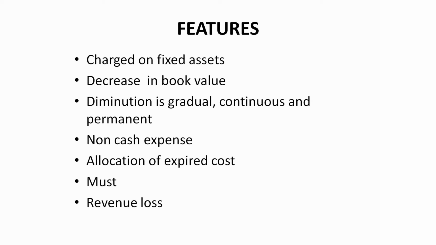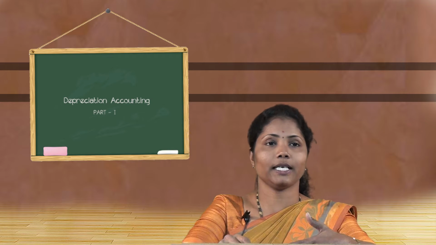Features of depreciation. First one, depreciation is charged on fixed assets. In the sense, depreciation is associated only with the fixed assets. Current assets are just valued but not depreciated, and fixed assets are depreciated but not valued. So, depreciation is only associated with the fixed assets which are used in an enterprise.